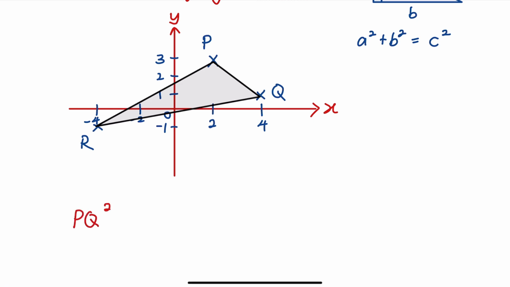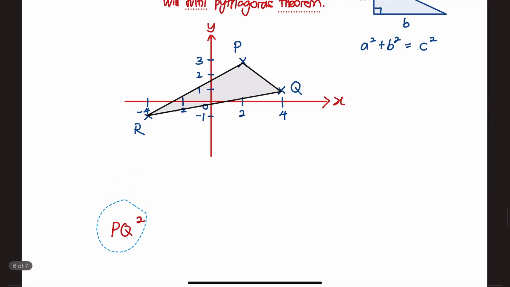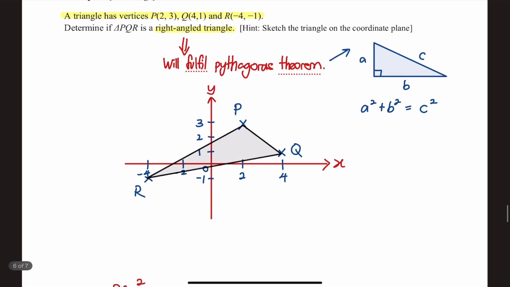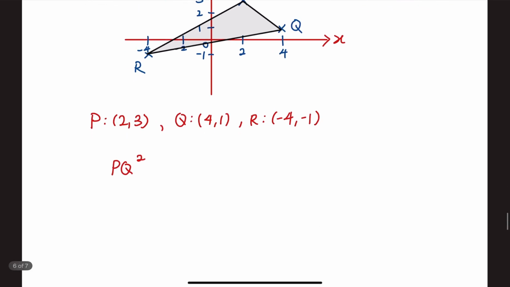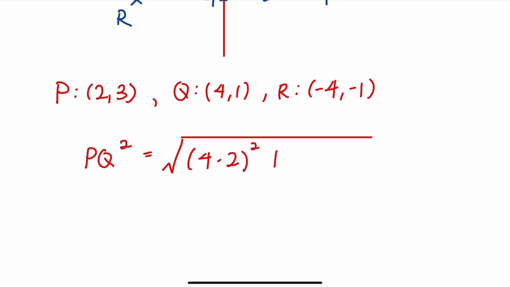PQ square. We use the formula here. Let me write out the coordinates so that we can remember more clearly. P is given by 2, 3. Q is given by 4, 1. And R is given by -4, -1. First, by the length formula, we apply x2 minus x1: 4 minus 2 the whole thing square, plus 1 minus 3 the whole thing square.